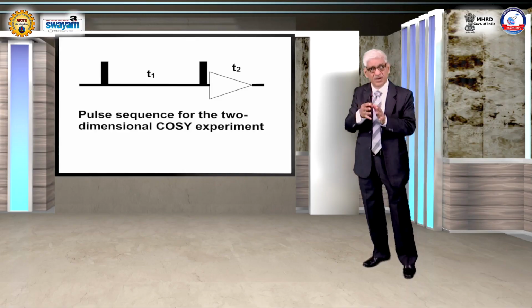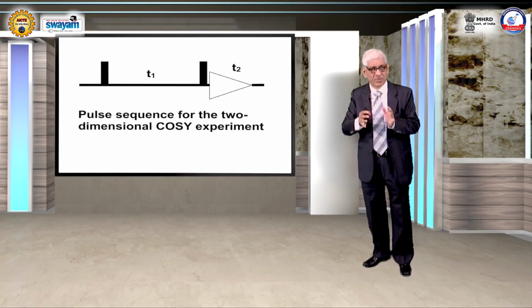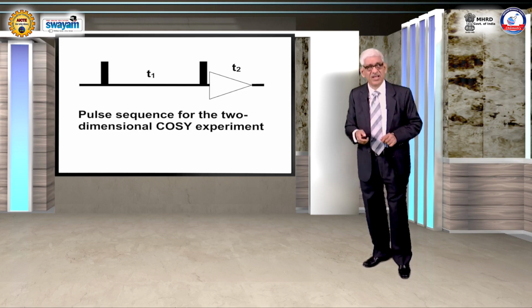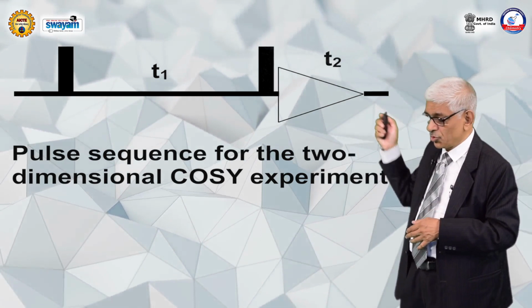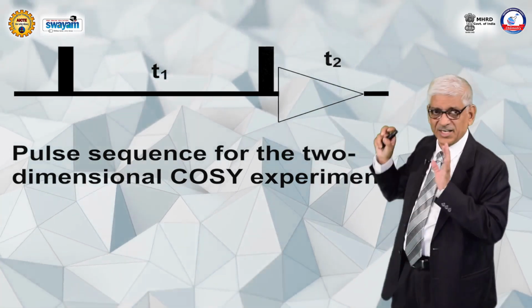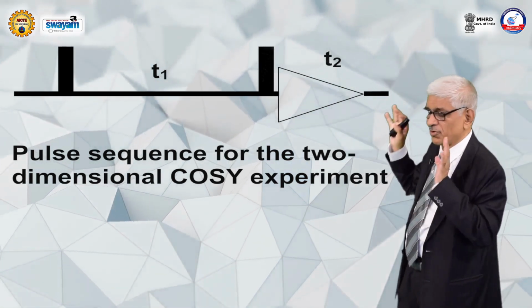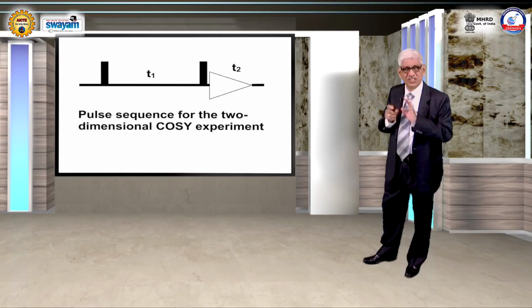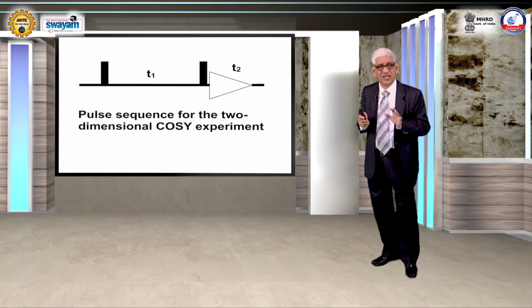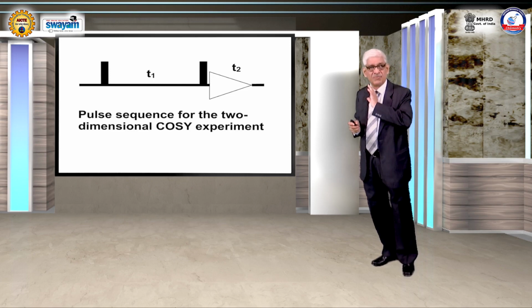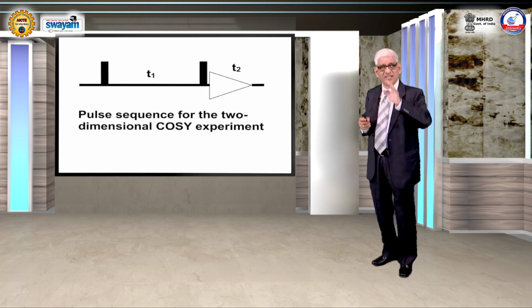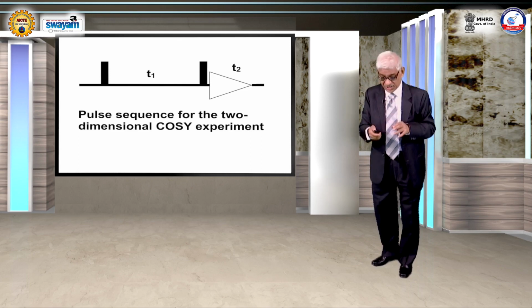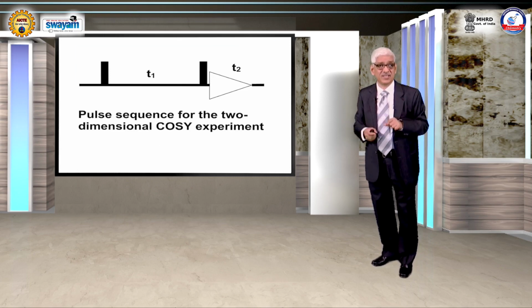The COSY experiment consists of a very simple experimental scheme. You have a 90-degree pulse, then a t1 evolution period, then a second 90-degree pulse, and then the t2 evolution detection period. This is the simplest experiment, and you have two frequency axes generated by systematically varying t1. Then you do a two-dimensional Fourier transformation and you get a spectrum like this.